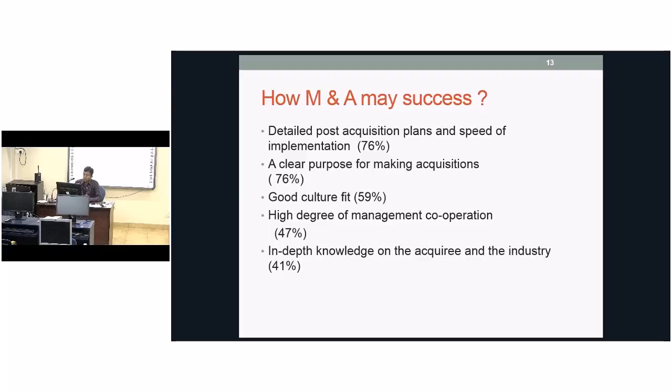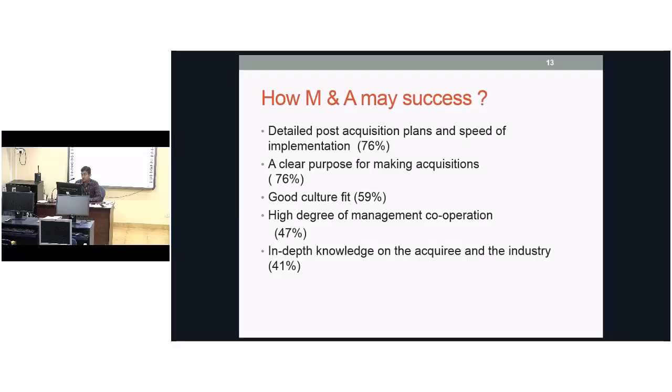So, to be more positive, how can we become successful? We know the pitfalls that we may fall into, but how are we going to be successful in mergers and acquisitions? Now this is again a survey done by a group of companies who have really benefited from mergers and acquisitions, who have really grown their business from them. Based on that, what they believe is the first most important point: a detailed post-acquisition plan and speed of implementation.